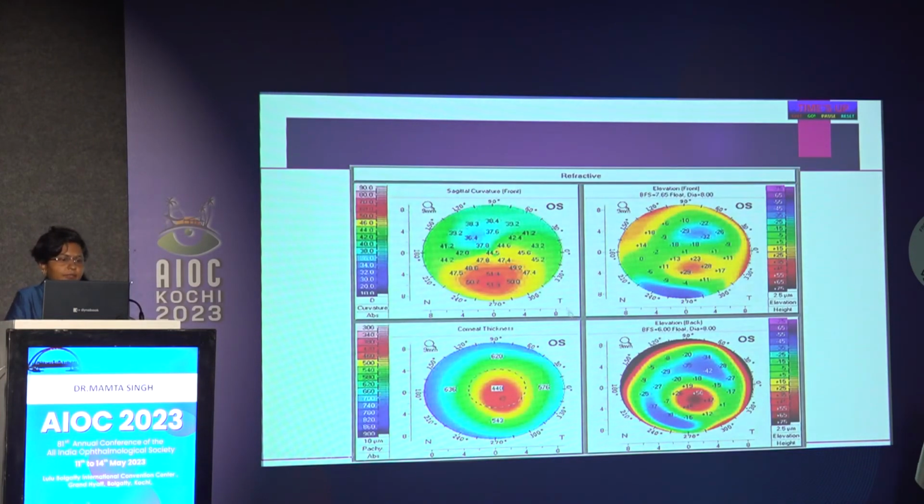This was a case where we can see everything is going wild. Keratometric power is very high, anterior and posterior elevation are all very high, and we can see the pachymetry value is very low. So this was a clear-cut case of keratoconus.